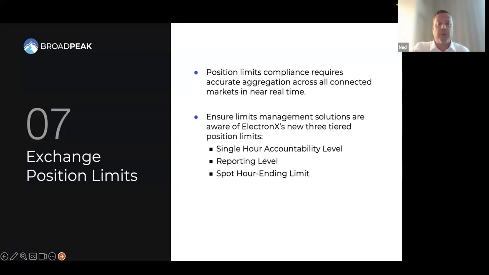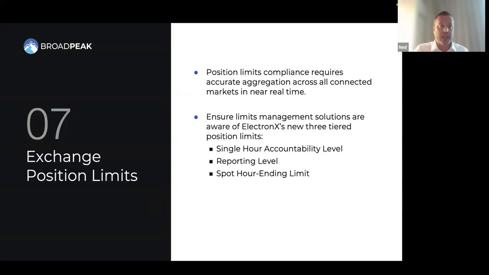This is a new thing. We can talk a little bit more about it, but it's important to note that this exists and should be incorporated into your existing system. This reference data is published on the website. We have incorporated it into our position limits tool.